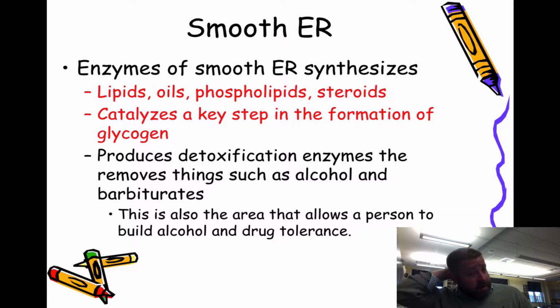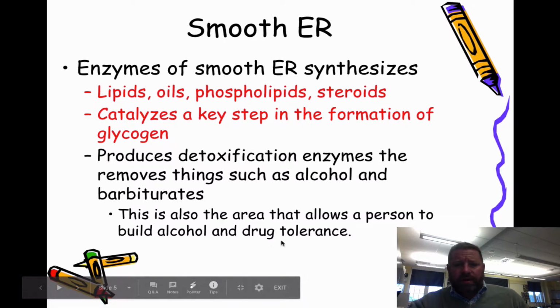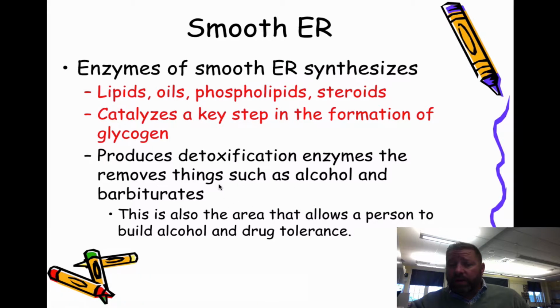Smooth ER, once again, is going to deal with making more phospholipids, steroids, oils, things like that. It's actually used also in detoxification as well. So there are enzymes in there that help with alcohol and barbiturates. Barbiturates are kind of hardcore drugs, kind of like OxyContin and things like that, sometimes called opioids. Our body knows those things have to be removed. So the smooth ER helps with that by creating these oils and lipids and steroids that will help actually deal with those things.